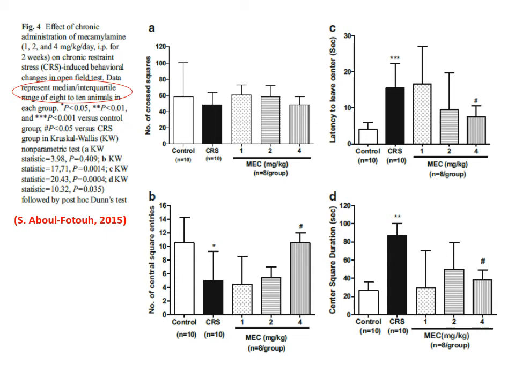Here is another example of expressing non-parametric data in the form of median and interquartile range. Here we express this data using bar charts or column graphs. This is taken from Aboul-Fotouh et al., 2015. The statistical analysis was done by the Kruskal-Wallis test, expressing data not by box and whiskers.